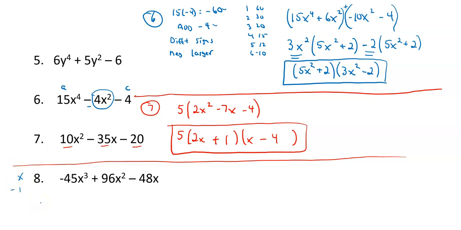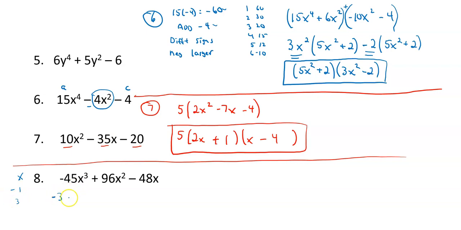But look at 45, 96, and 48. Are there common factors between them? I say there's at least a 3. Remember the old trick, if you add the digits together and the sum is divisible by 3, then they're all divisible by 3, right? So 4 plus 5 is 9, 9 plus 6 is 15, 4 plus 8 is 12. Each of those is divisible by 3, so I'm going to pull out a 3. So I'm going to pull out an x, a negative 1, and a 3. All right, so we're going to pull out a negative 3x.